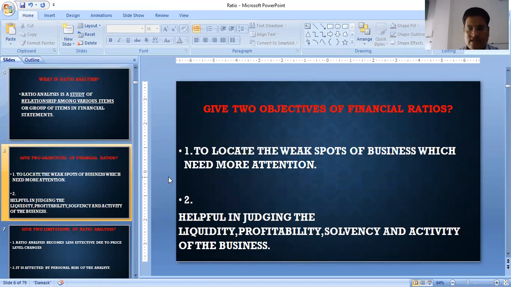Next, the objectives of financial ratios. So why do we make financial ratios? Objectives: to locate the weak spots of the business which need more attention, and to be helpful in judging the liquidity, profitability, solvency, and activity of the business.